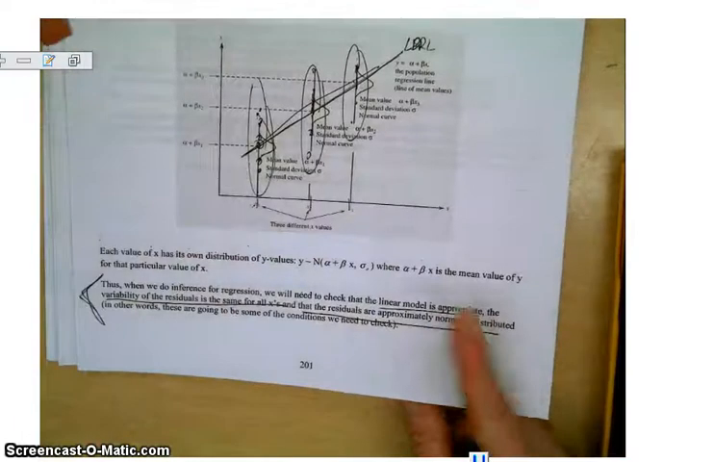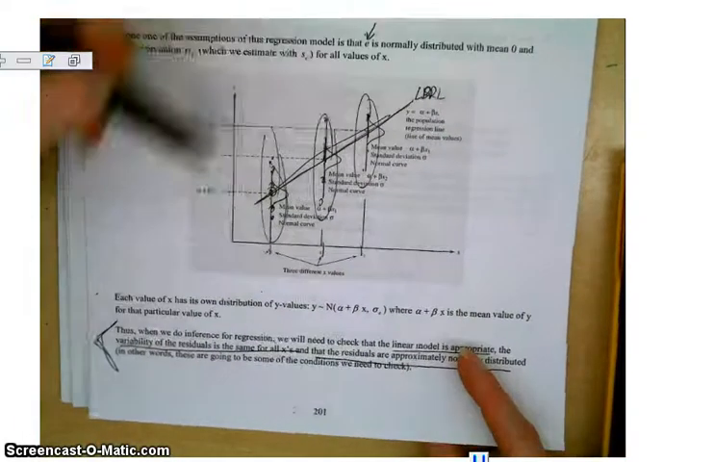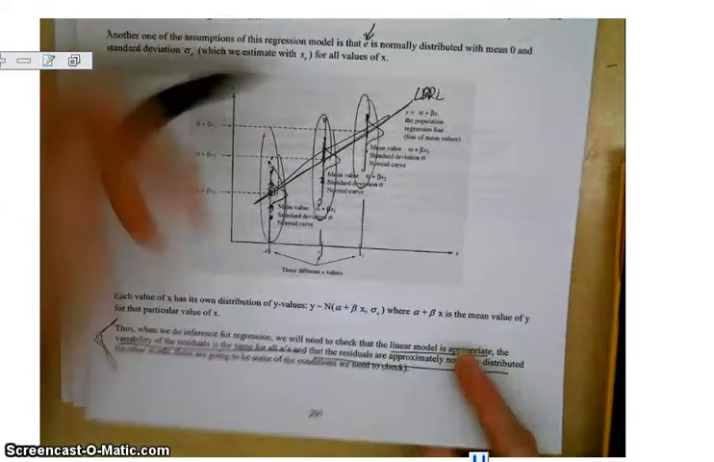All right, again, remember, this is just an explanation of why we need to check the conditions. You're never going to have to draw little pictures like this when you check conditions. I guarantee you that.